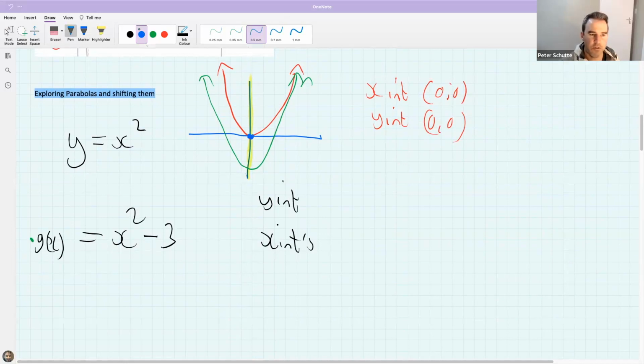Okay, so the y-intercept is quite easy because you can sort of see it, hey? You just have to make x 0. The x-intercept is a little bit harder. What do we have to do for that one? So everyone is telling me they know that this is minus 3.